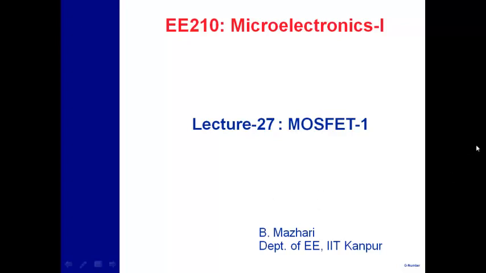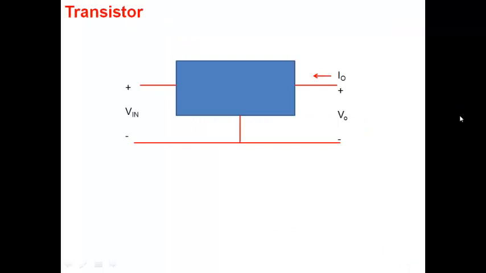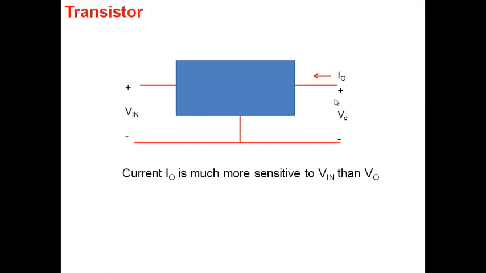All right, so let's start our discussion related to MOSFETs. So today we'll look at basic operation of MOSFETs. Let me remind you that at the least a transistor must have three terminals, a pair of input terminals and then an output port. And the transistor must exhibit the following characteristic: that the output current is much more sensitive to input voltage as compared to the output voltage. So this is the characteristic that we are looking for in a transistor.